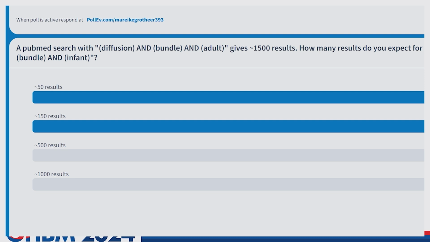Just to drive home how new tractometry in infants really is, here's my first quiz question. What do you think: if a PubMed search with diffusion and bundle in adult gives 1,500 results, how many results do you expect for bundle and infant?